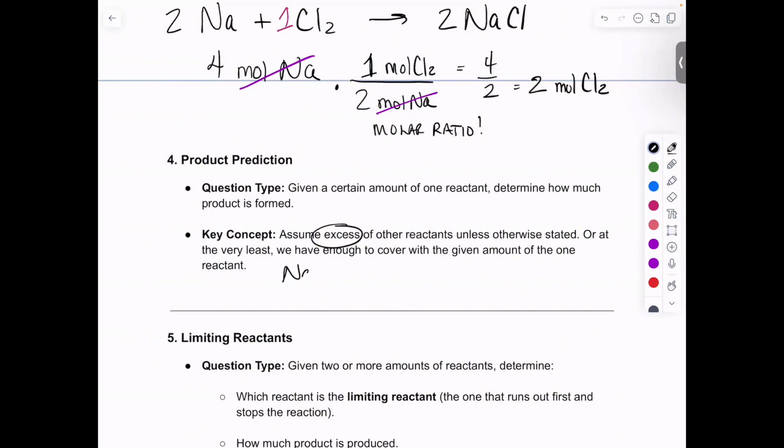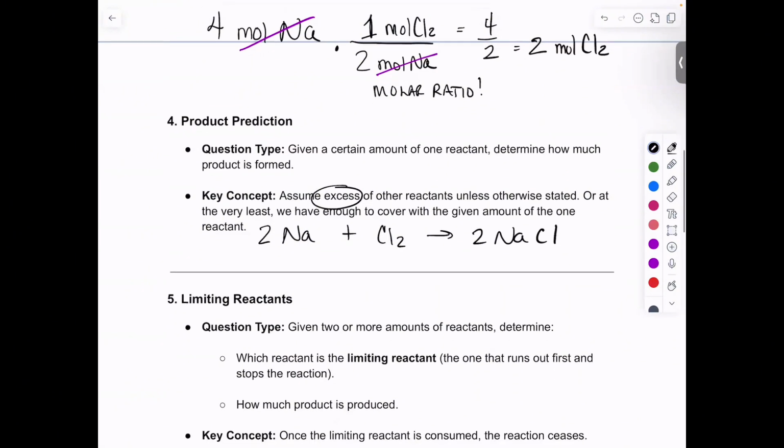Okay, that's the key term here, excess. So again, it's 2 Na and 1 chlorine give us 2 NaCl. So if I ask, and I'll just give a scenario here: if I'm given, say, 5 moles of Cl2, how much NaCl will I get? We'll just work with moles here for simplicity.